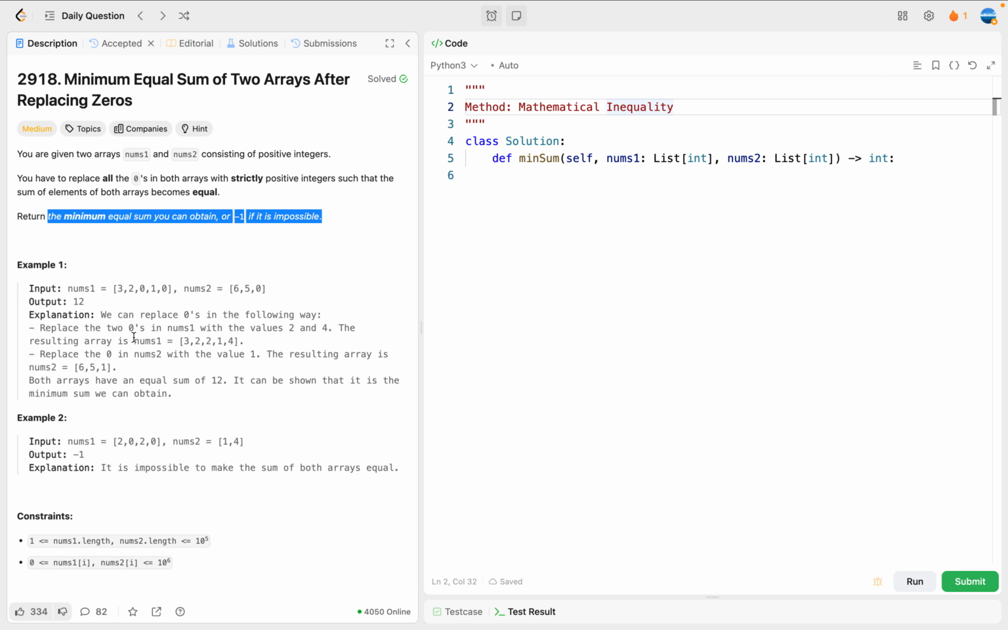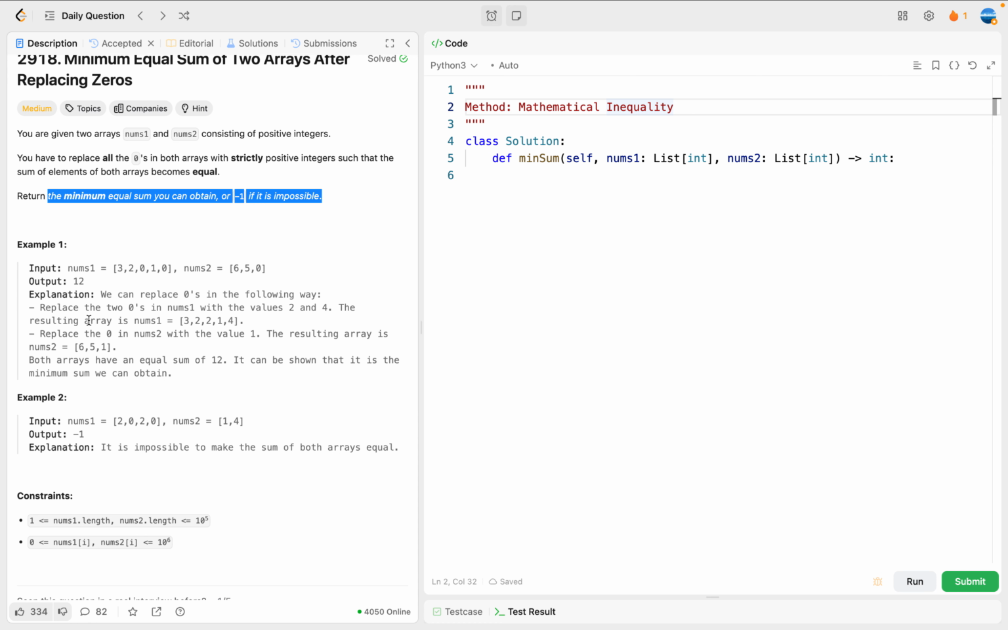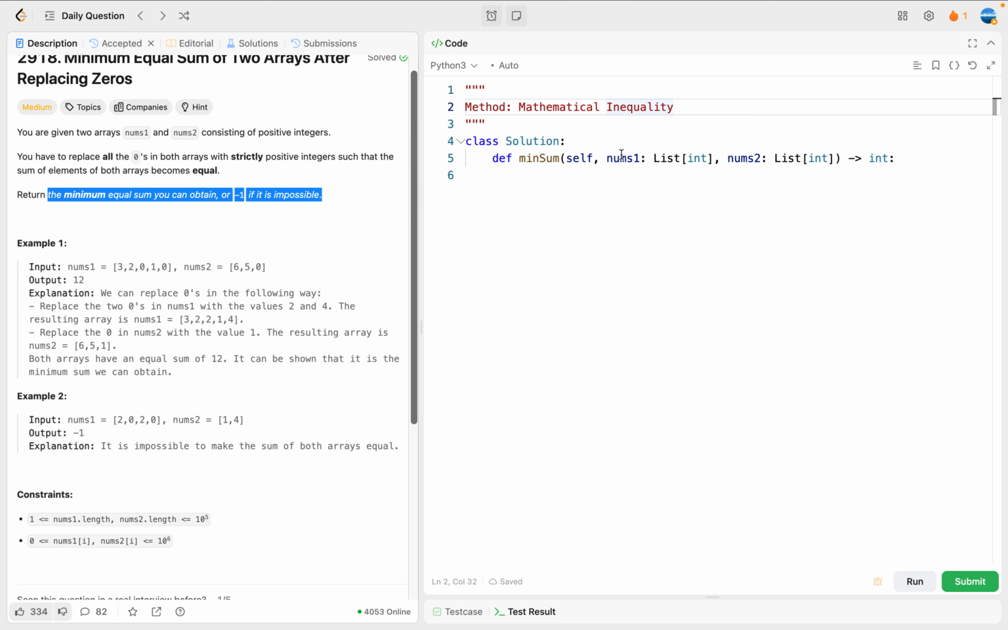I'm going to analyze the two examples and then write the code. Hopefully from these two examples, you can get a flavor of the reasoning. I would say the two examples are not fully representative, but in our code, we'll demonstrate all possibilities.